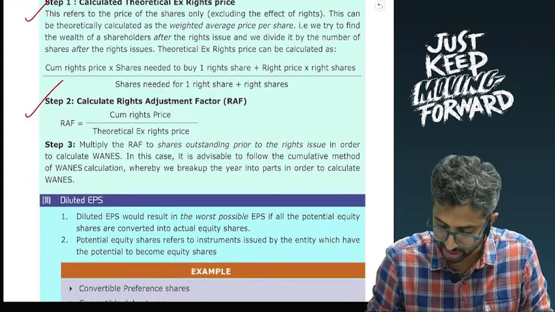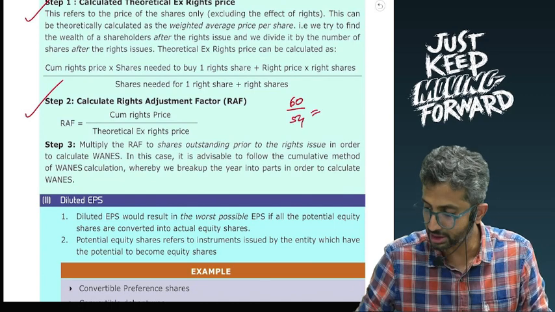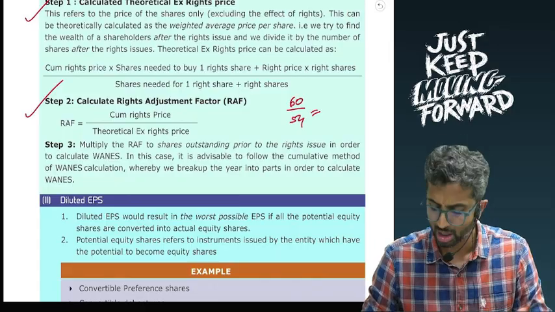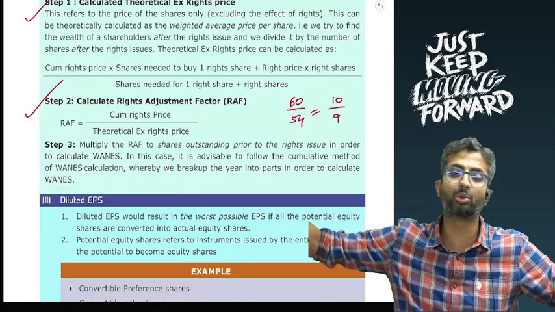Now how do you calculate the rights adjustment factor? That is 60 divided by 54, and 60 by 54 comes to 1.11111, or let's say 10 divided by 9. This is the rights adjustment factor, or 1.111.